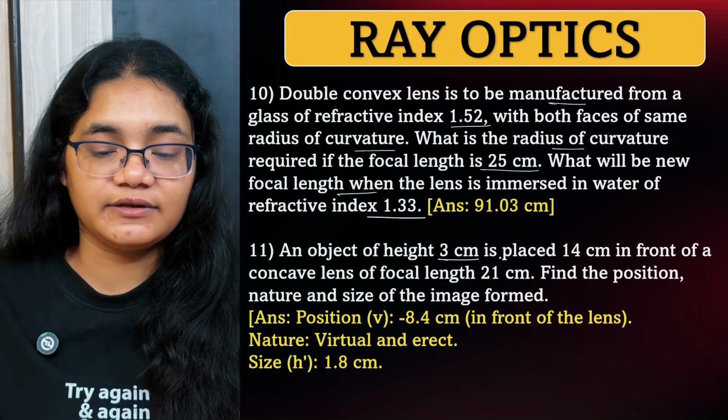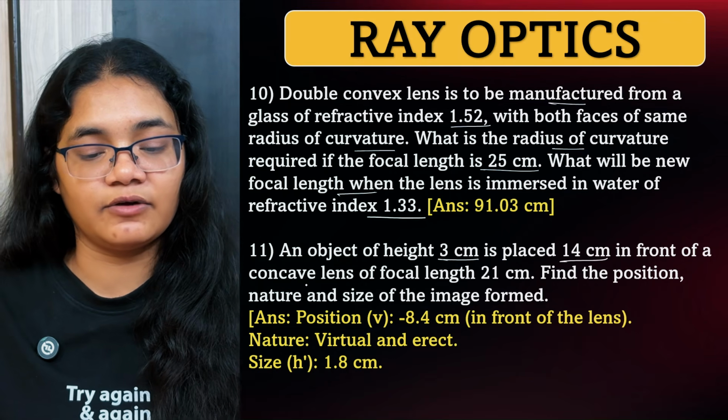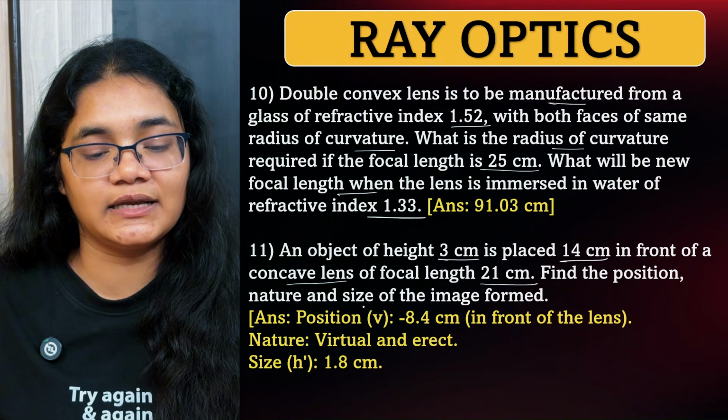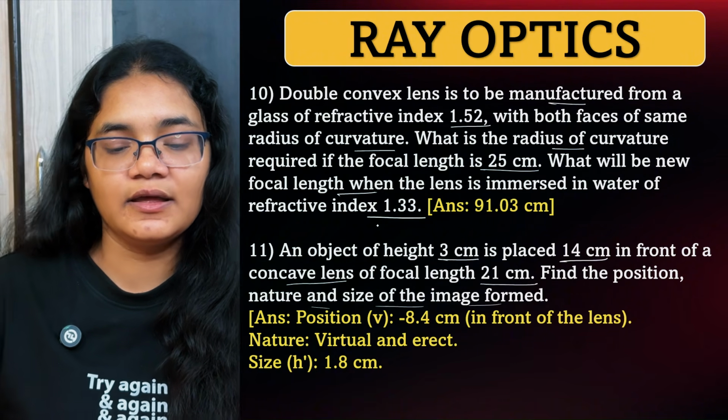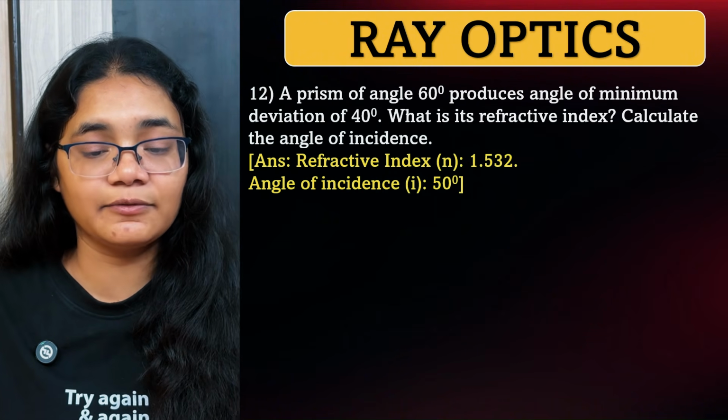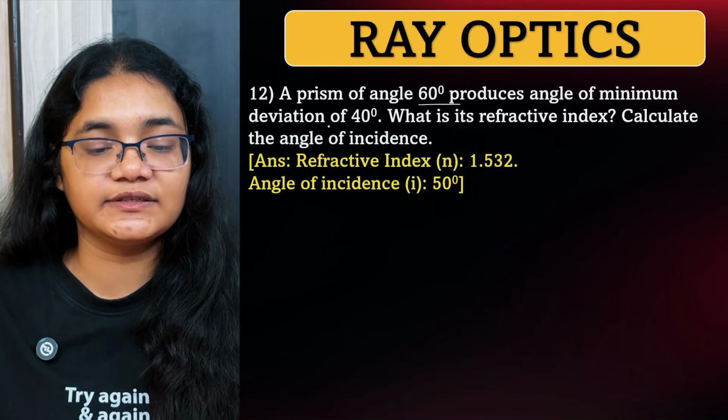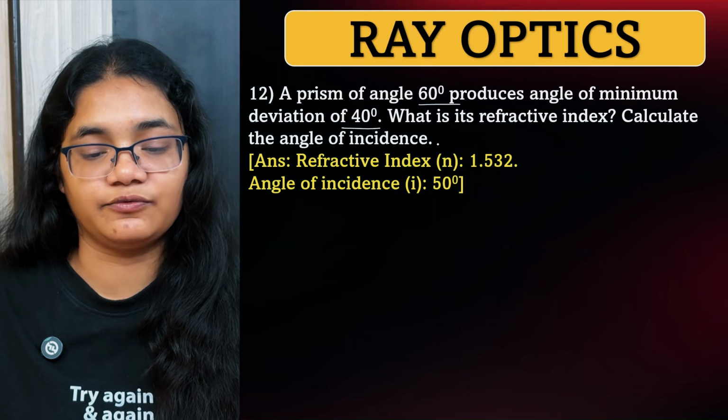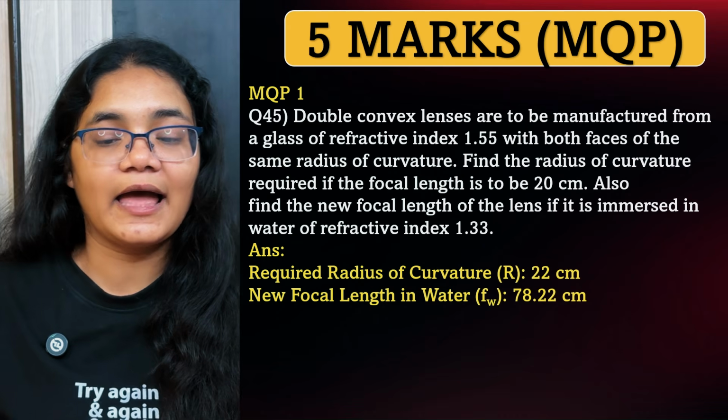Next, an object of height 3 cm is placed 14 cm in front of a concave lens of focal length 21 cm. Find the nature and size of the image. Next, we have a prism of angle 60 degrees which produces a minimum deviation of 40 degrees. What is the refractive index, and calculate the angle of incidence.